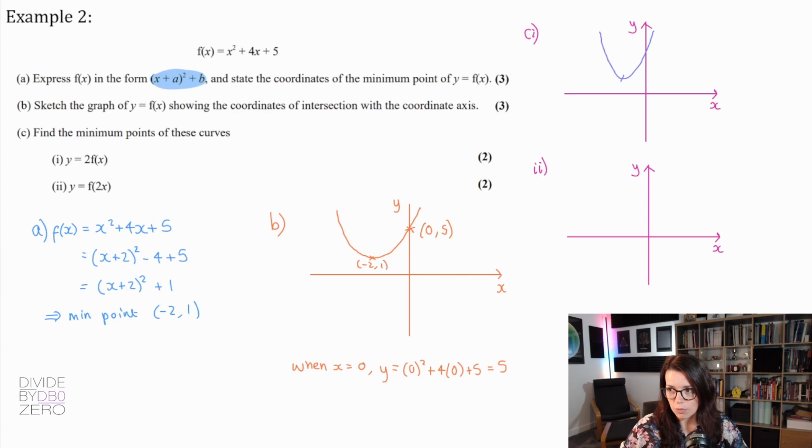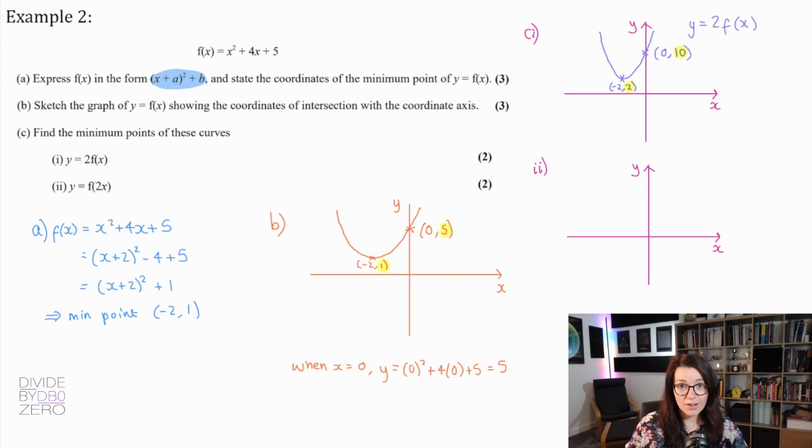So I'm going to draw a stretched version of the quadratic and think about what's going to change. So the minimum point, x is going to stay the same, minus 2, but the y coordinate is now going to be 2. Because it was 1 before, and now we're stretching by a scale factor of 2, so it's going to become 2. Thinking about that 0, 5 point, so 0 won't be affected, but 5 will. That's also going to be doubled. So on the new sketch, that's going to be 0, 10. So this is y equals 2f of x.